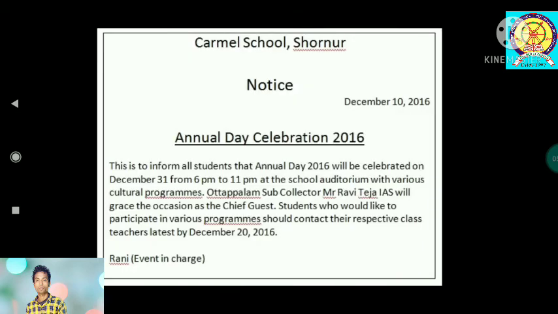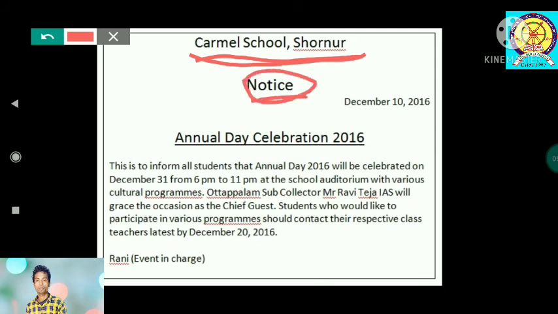Here we have one example of writing a notice. You can see a notice has already been prepared for you. Here we write the name of the school, for example Little Flower School. Then the word NOTICE. It will be far better if you write notice in capital letters, and we have to underline it. Then don't forget to mention the date, here December 10, 2016.